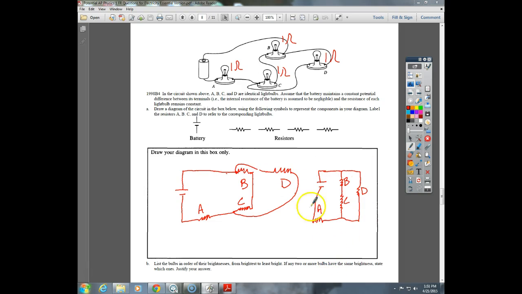Okay, so let's do the next thing. Let's just put a voltage in front of the battery. So we're going to call it 15 volts.